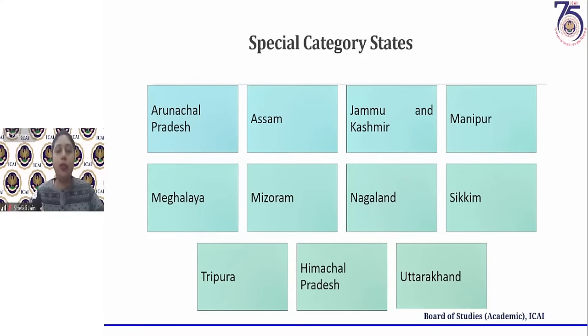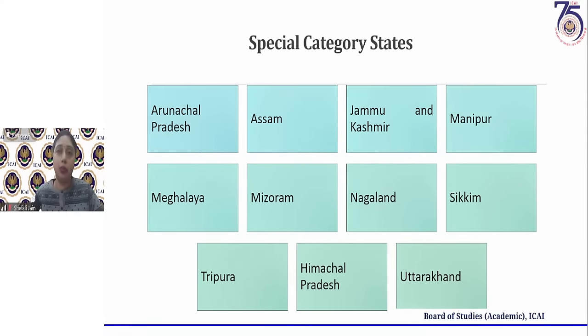In GST law, we have special category states, special states. They are given some special treatment. These states feel they require some hand-holding because of their geographical location, because of their political structure, and they feel that they require special attention. So these 11 states have been specified as special category states in Article 279A itself.